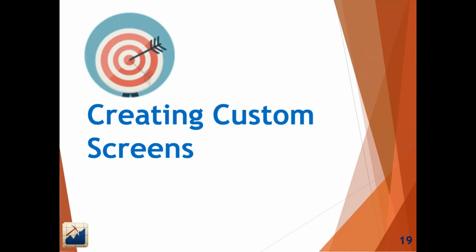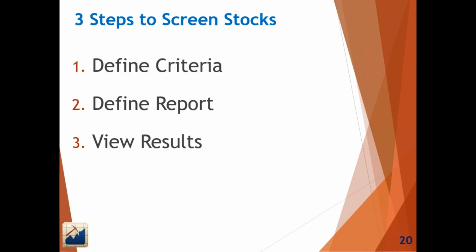So now that you know how to use the predefined screens, let's go ahead and start talking about the next step, which is creating custom screens from scratch. And as I said, it's great to use the predefined screens as a jumping off point, where you can start using those to modify your own screens that you would save and adjust. And that's a great way to start using the program and get up to speed with the tool. But at some point, you're going to need to start at step one and define the criteria. And remember, we talked about our 3 steps: define criteria, define report, and view results.